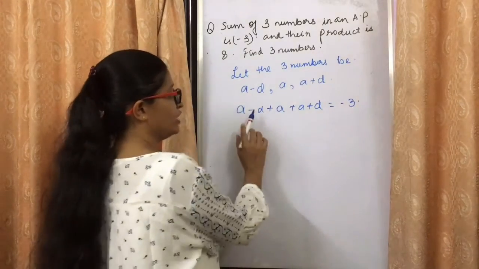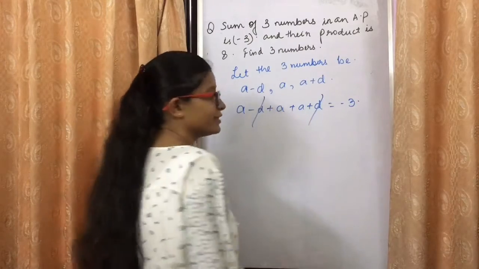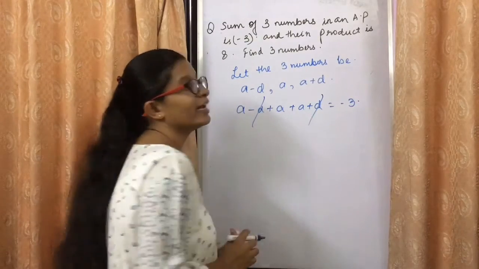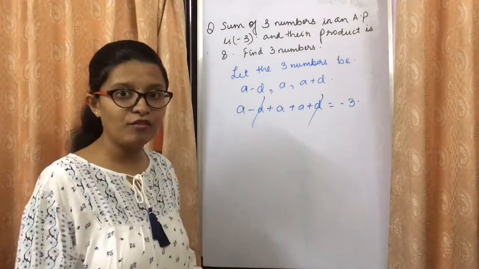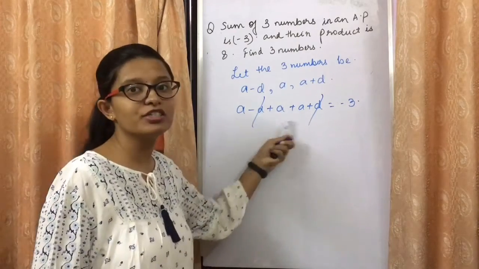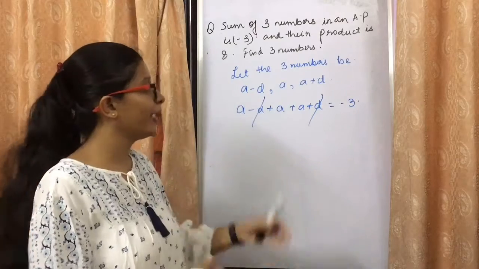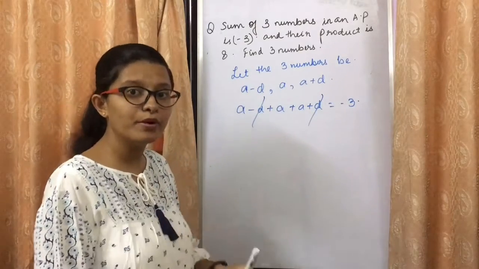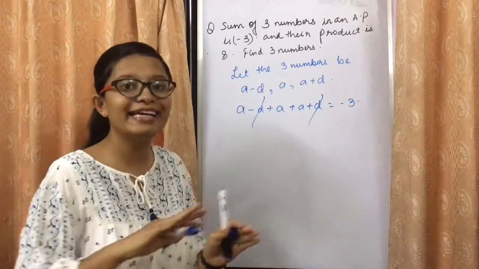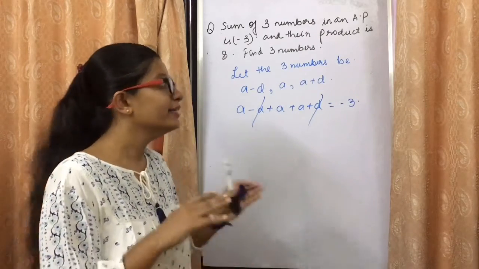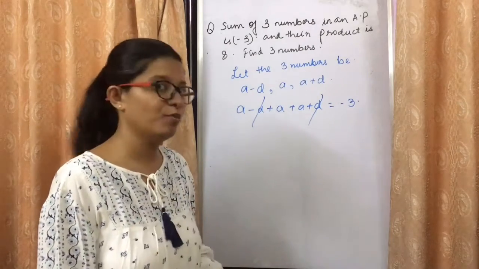Now can you see minus D and plus D get cancelled out? And if this gets cancelled out, the equation remains only in one variable and we can find the first term from the given equation. So that is the way we arrange the given numbers in an AP so that the D gets cancelled out and the sum can give us the first term of an AP.